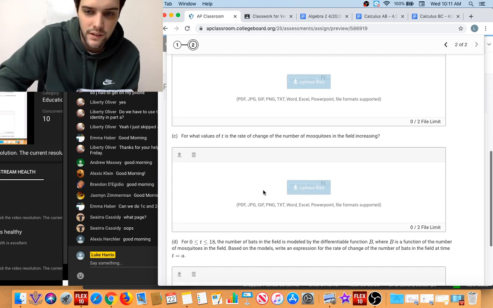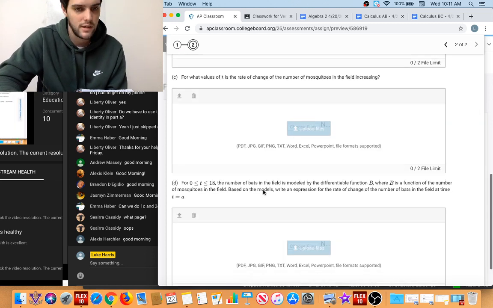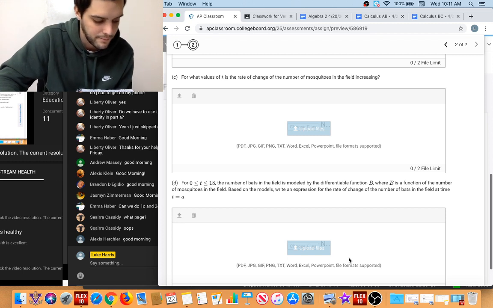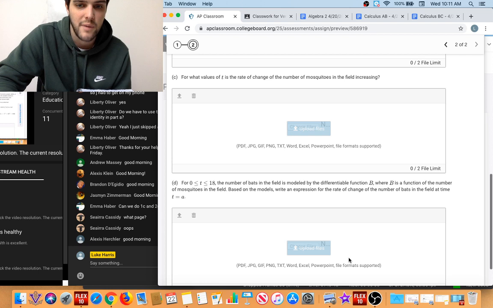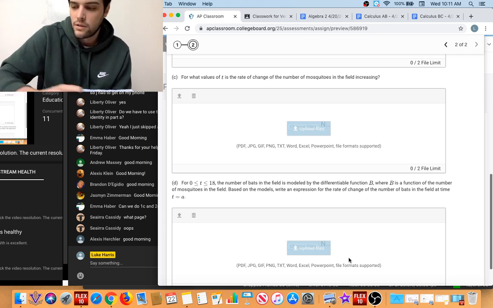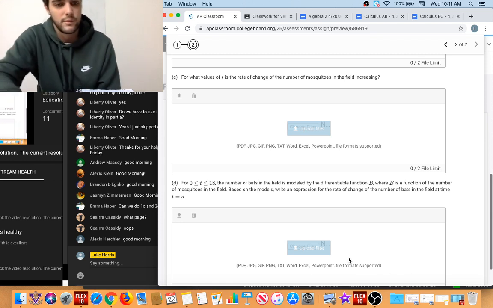Part (2D) looks like a lot of words, looks really complicated. It actually turns out to be not too bad. So it says for 0 to 18, the number of bats in the field is modeled by the differentiable function b, where b is a function of the number of mosquitoes.